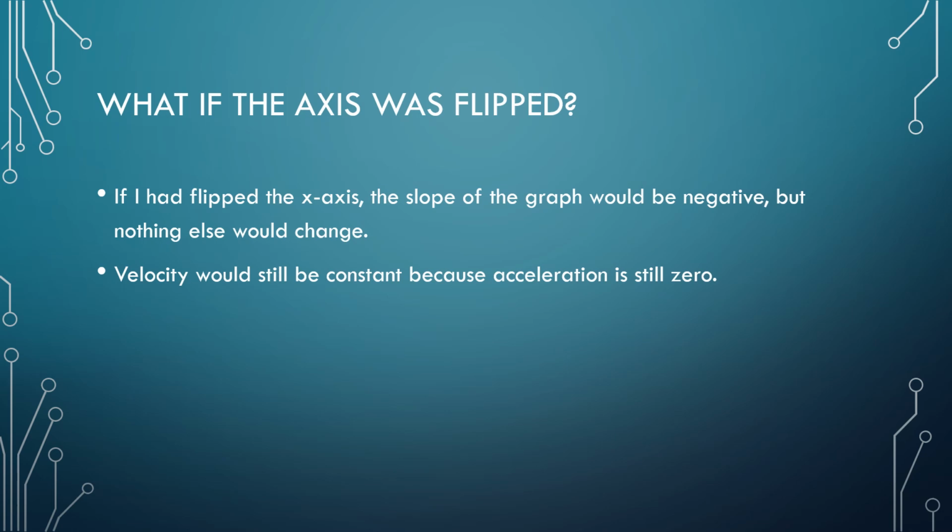What if the axis was flipped? So the slope of the graph would be negative, but nothing else would change. Velocity would still be constant because acceleration is still zero, regardless of the axis.